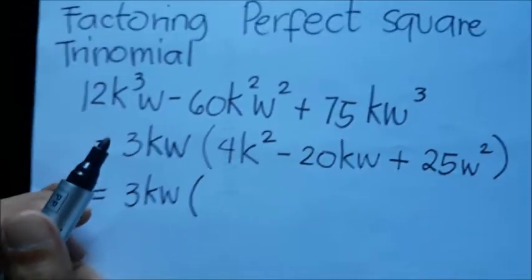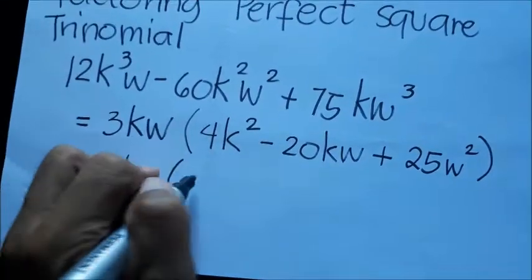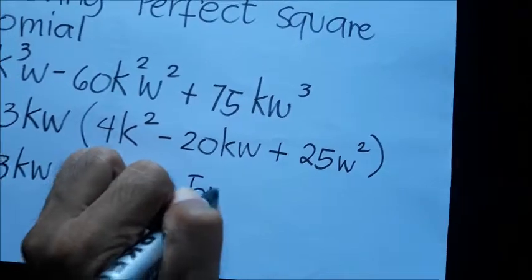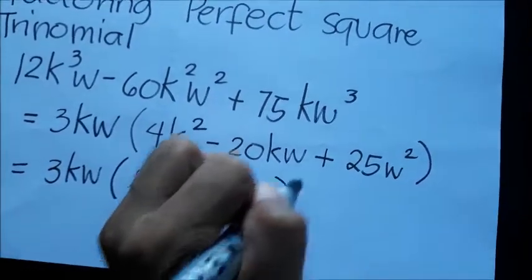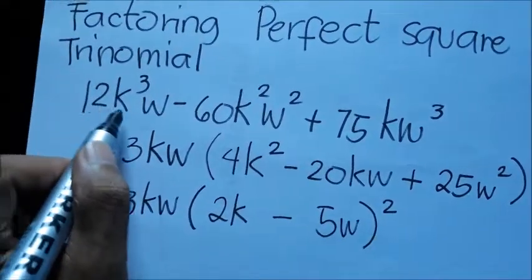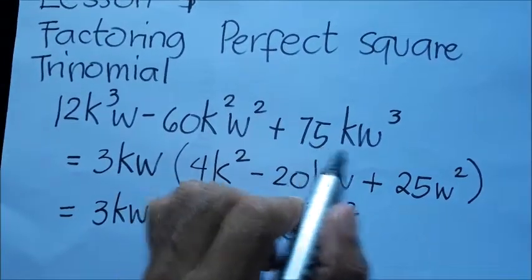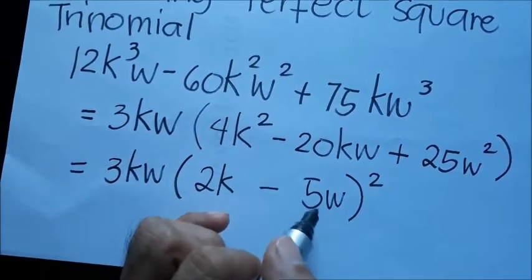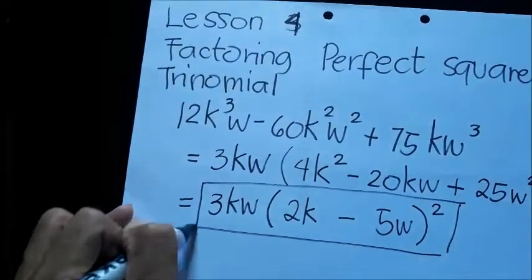So to get the factored form of this, the square root of 4k squared is 2k, then the square root of this one is 5w. So the middle term is subtraction, so this one will become subtraction. Then just put right here 2. So therefore, the factored form of 12k cubed w minus 60k squared w squared plus 75kw cubed is 3kw times the quantity of 2k minus 5w squared. So this one is the factored form.